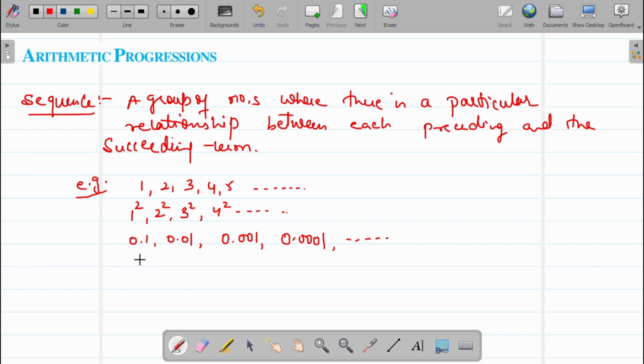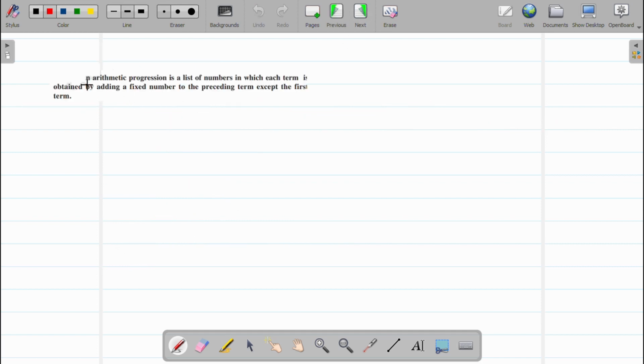Now what are APs? AP is basically when we have an arithmetic progression, or AP is a list of numbers in which each term is obtained by adding a fixed number to the preceding term except the first term. This is the first term. Right, bacho?